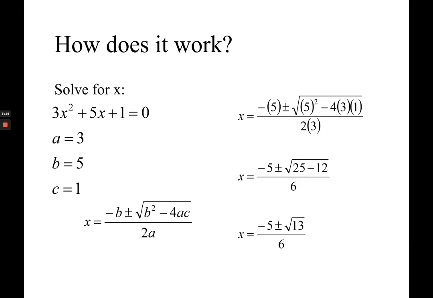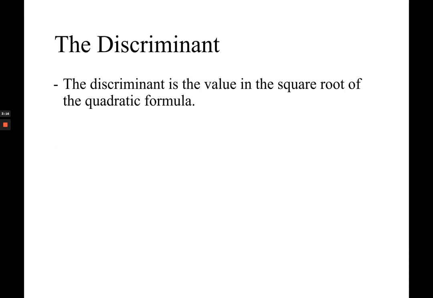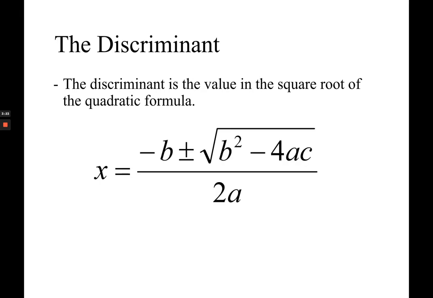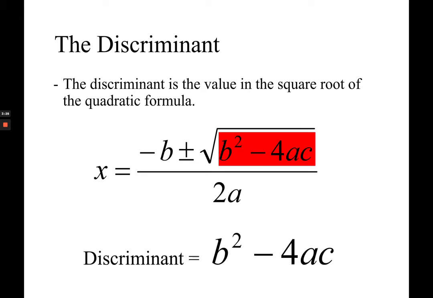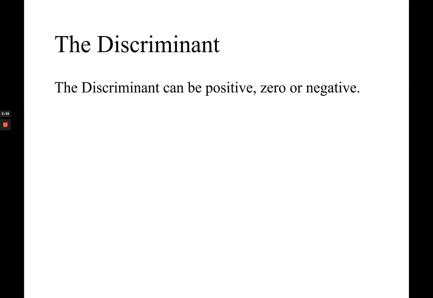We are going to focus on the discriminant for today. The discriminant is the value in the square root of the quadratic formula. You have the b squared minus 4ac. That is your discriminant. What is the discriminant? Well, the discriminant will give you an idea of the possible solutions of your quadratic equation. The discriminant can be positive, 0, or negative.